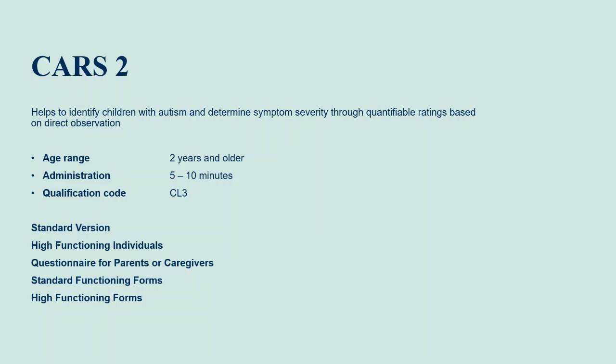And I'll just list some of the functional areas that are covered within this assessment. Relating to people, imitation, social emotional understanding, emotional response, emotional expression and regulation of emotions, body use, object use in play, adaptation to change, visual response, listening response, taste, smell and touch response to and use, fear or nervousness, fear or anxiety, verbal communication and non-verbal communication, activity level, thinking, cognitive integration skills, level and consistency of intellectual response, and general expressions.